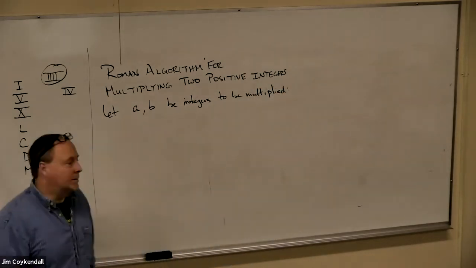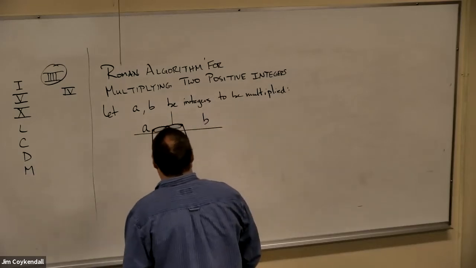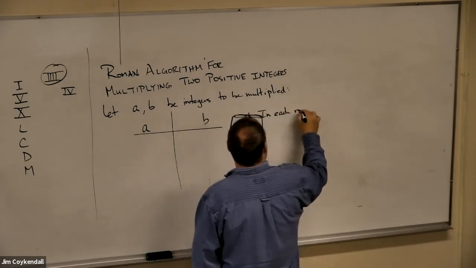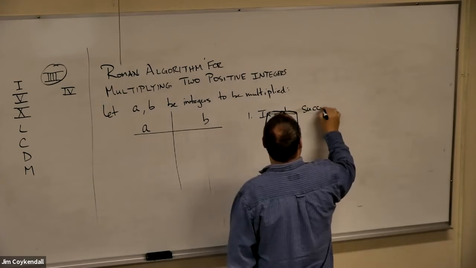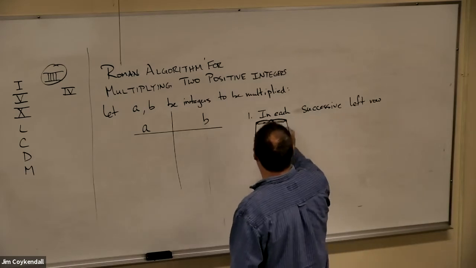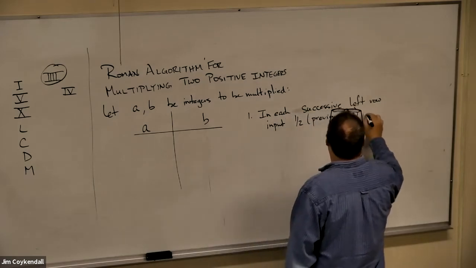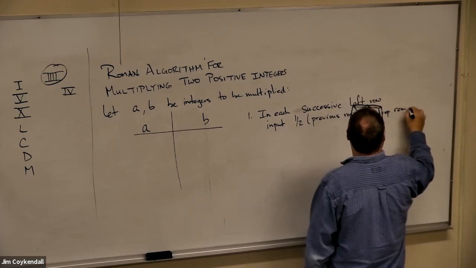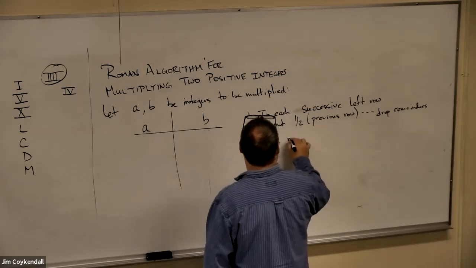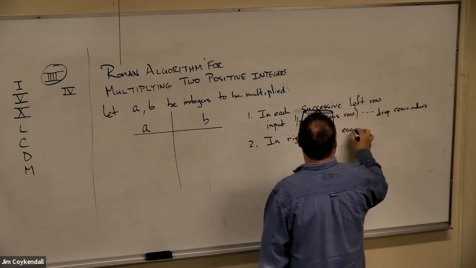So what they did is you made 2 columns. One column starts with A, one column starts with B. In each successive row, on the left, input 1/2 of the previous row. Drop remainders. On the right, double each.